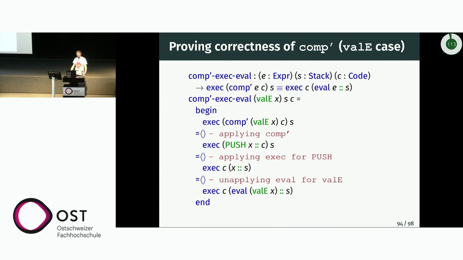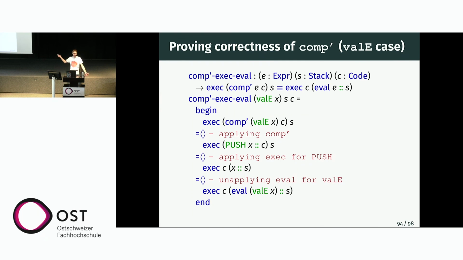So the main proof is actually this comp prime exec eval function that says, well, if we have an expression, we have a stack, and we have some code, then we can do 2 things. We can either run our compiler prime, right, on the expression, or we can immediately evaluate the expression, push it on the stack, and run the rest of the code on that. Okay, so this is kind of the crucial lemma that we have to prove for the correctness.